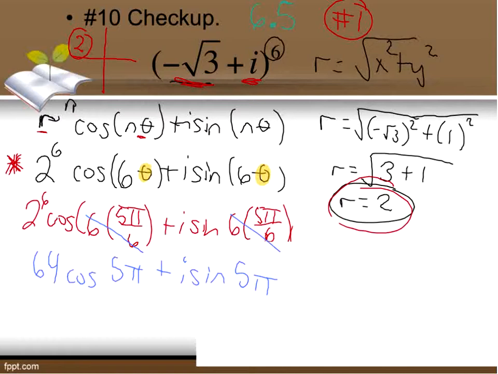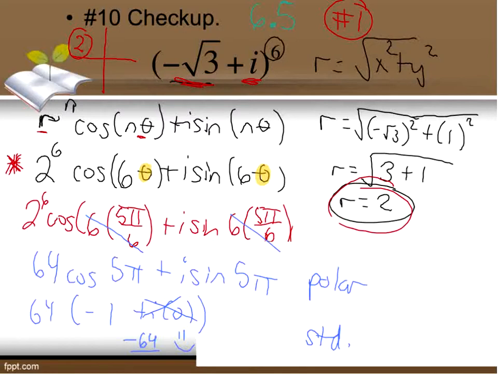Kind of nice. So at this point, this is considered polar. And let's see, did they want us to take it all the way down? Yep, so let's finish this one up all the way to standard form. So cosine of 5 pi, if you plug that in your calculator, you get -1. And sine of 5 pi is 0. So I times 0 is going to be 0. So we're going to be left with 64 times -1, which would be -64. So that would be polar form and standard form.